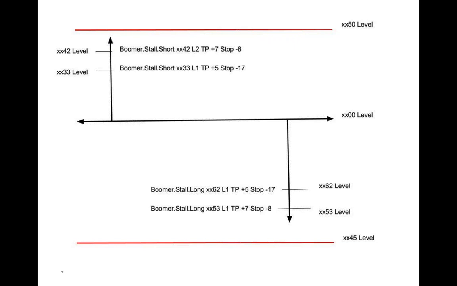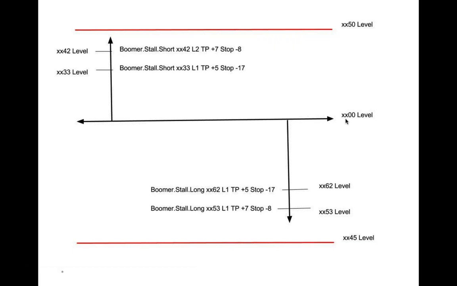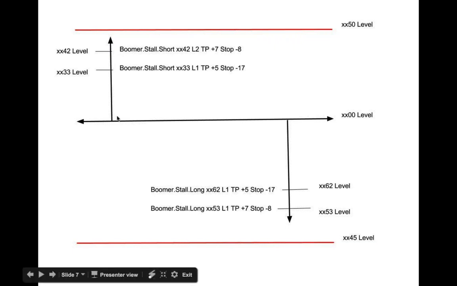So the first chart that I have here is the Boris version of our boomer stall strategy. And as you can see, you have the 00 level over here, right? And if prices rise, we sell first at the 33 level. And if it goes beyond that, if it doesn't resolve, our stop is minus 17. Our stop is at the 50 level. And our target is 5. So if we sell at 33, it goes to 28, it resolves, we're done with the trade. We made our 5 points, move on.